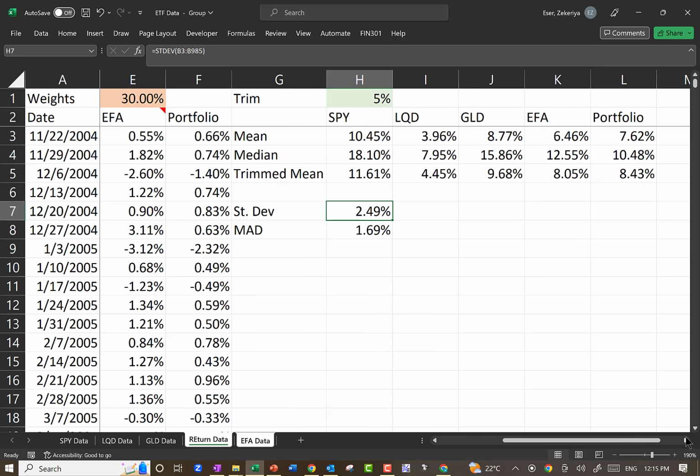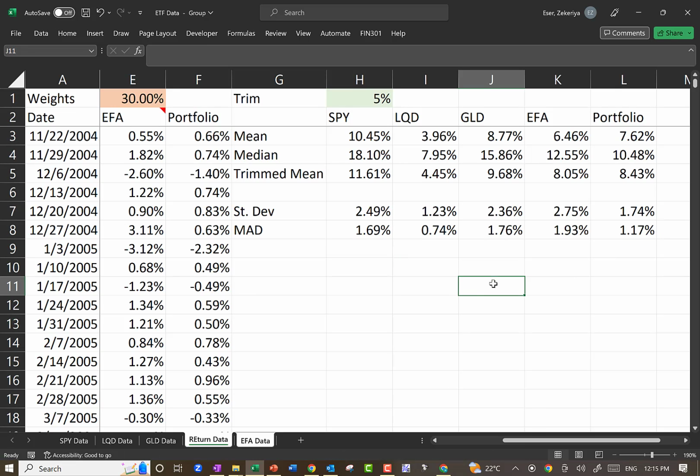And let's calculate it for all of them. Let's see. As you can see, regardless of how you measure it, it looks like the corporate bond portfolio has about half the risk of S&P 500, which is almost the same as the gold, and the international portfolio seems to have a little bit higher risk. Okay?